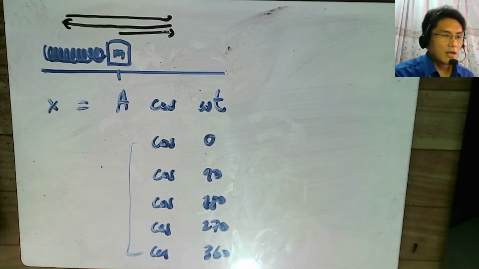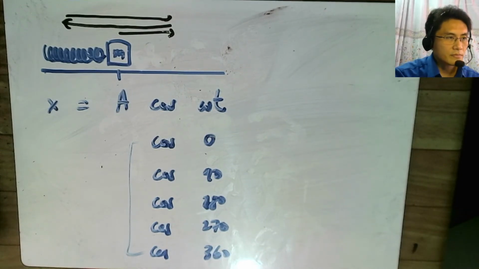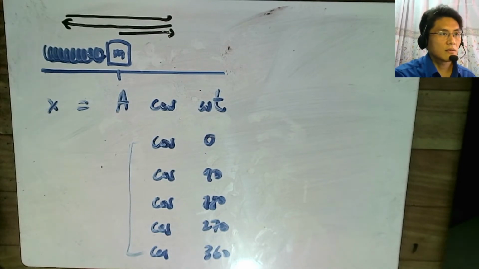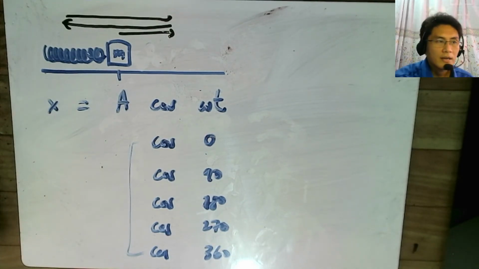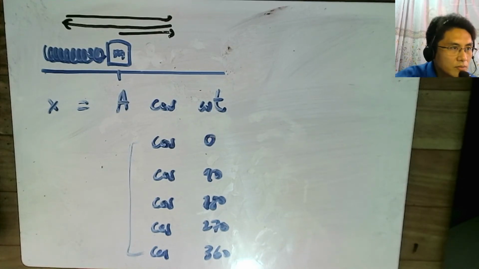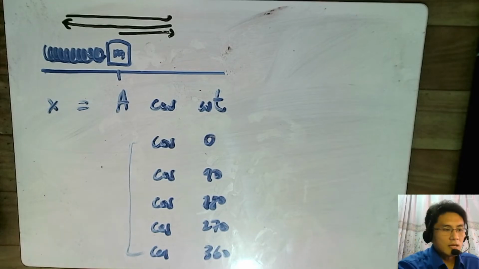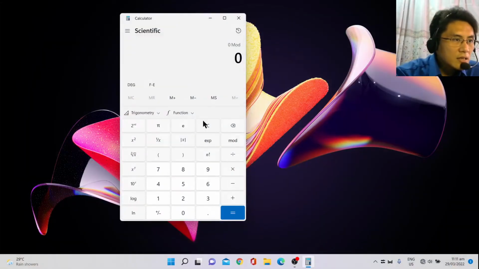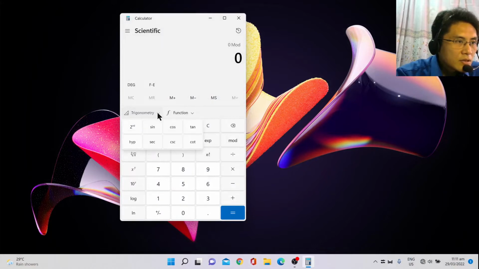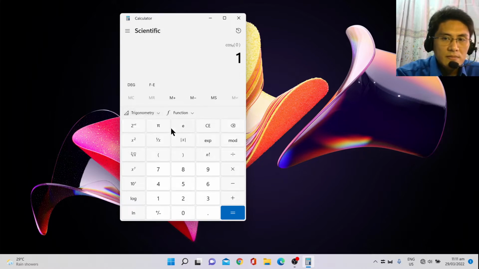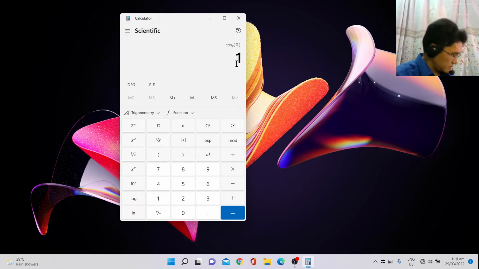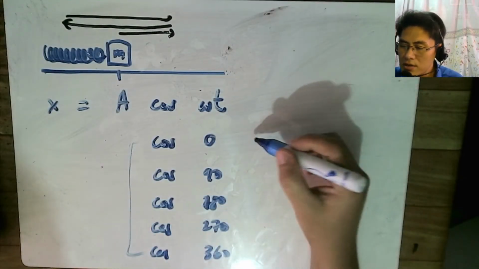So let's pull up a calculator app. I don't know, does this have scientific? Right? And let's take a look at it. So let's say cosine of 0. So 0, and then we press cosine. 1. Okay? So cosine of 0 is 1.